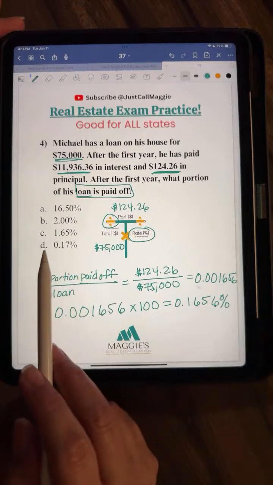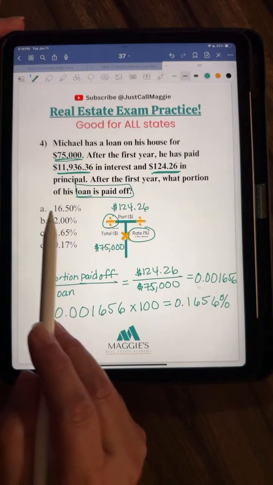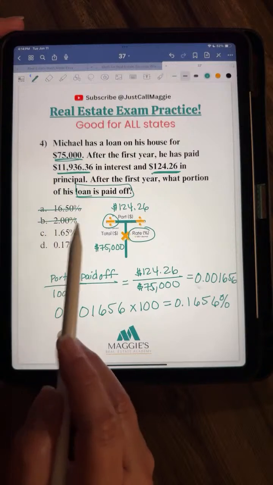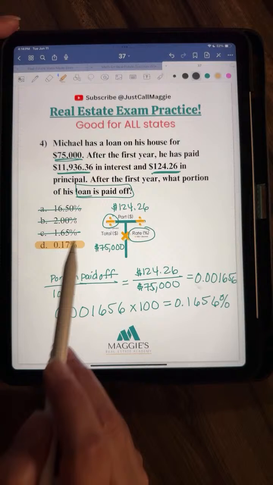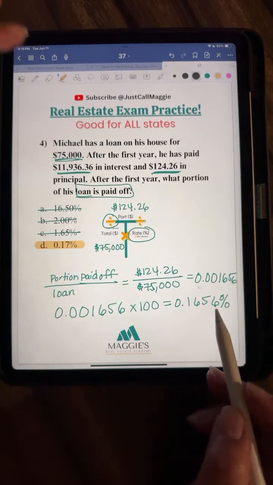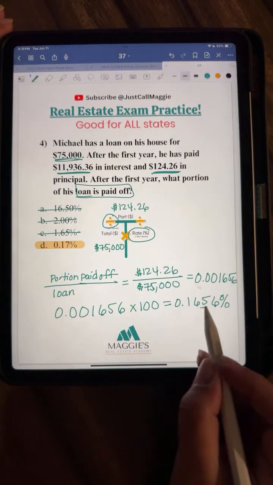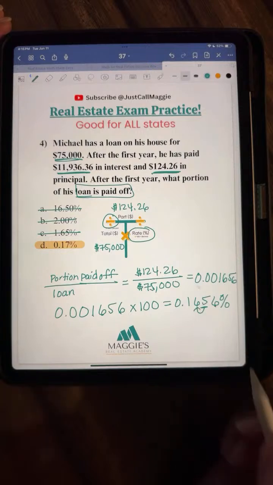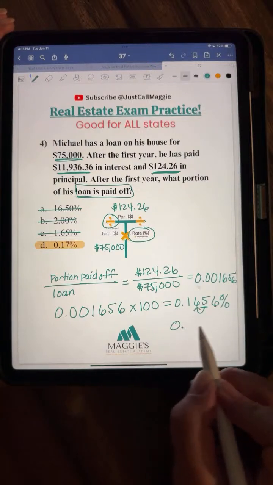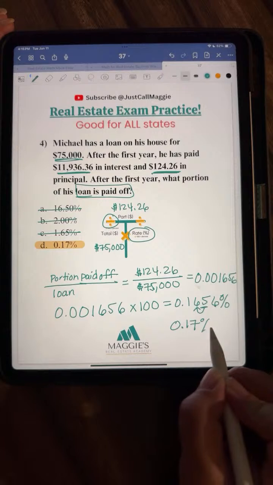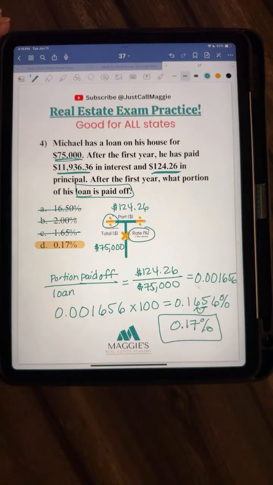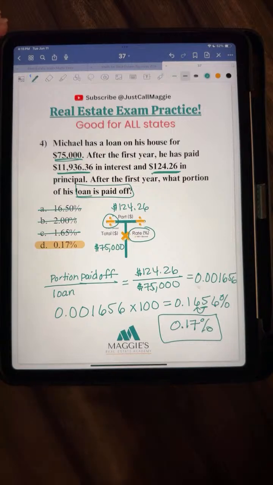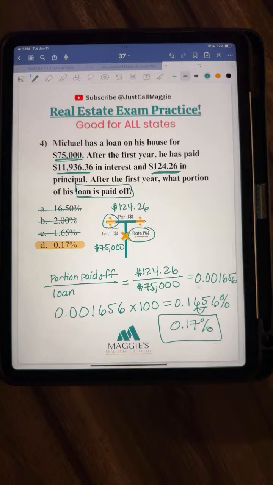So if we look here, this can't be it. This is not it. This is not it. D is the answer here. Because remember, we have a 5 here, so that means we could round this up, so it becomes 0.17%. And there you have it. That one was tricky. That one was a little tricky.